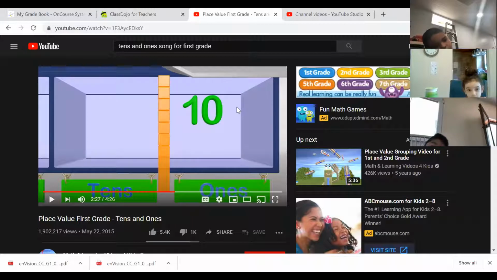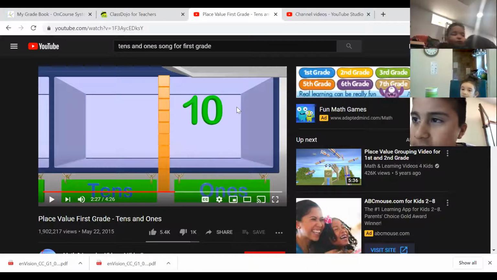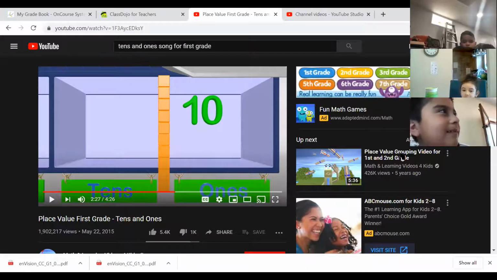What happened? What happened to the blocks once you get to 10? Giovanni? He took away that 10 and then he put it right there. Yeah, they all got stuck together. That is our cube train. And our cube train is this long stick of 10 cubes.